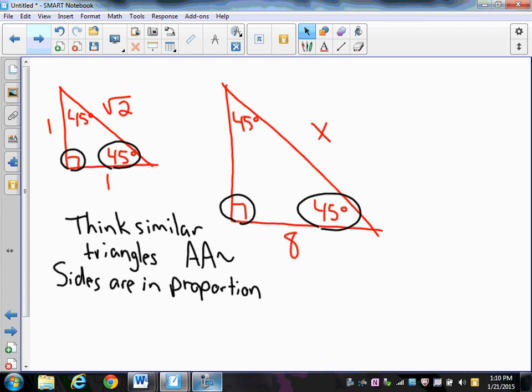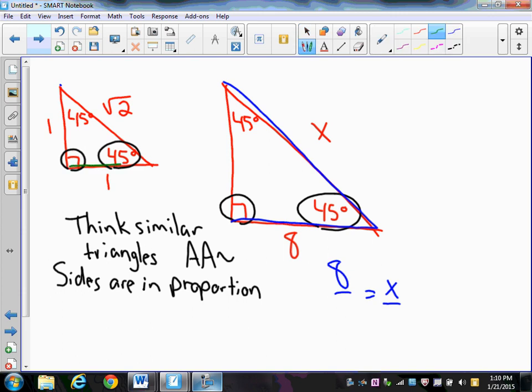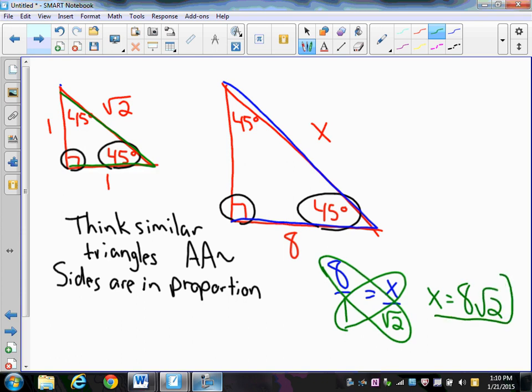So we use that strategy from before where we take one triangle. The sides I'm really concerned with are 8 and x. So I take that one triangle, 8 and x, and I put it over the corresponding sides. That's just 1 and the square root of 2. Then I cross multiply. I get x is equal to 8 times the square root of 2. That's it. That's going to be my answer for number 1.